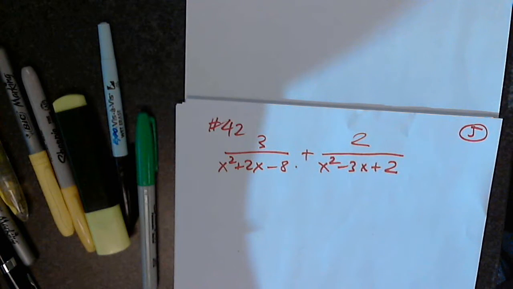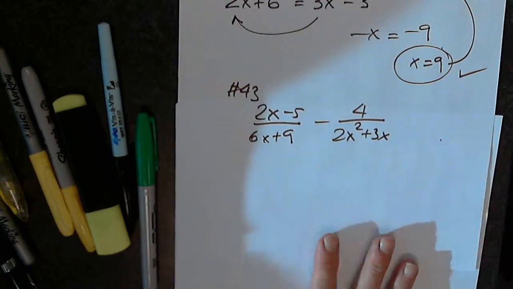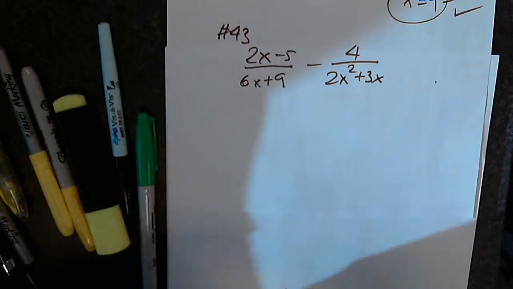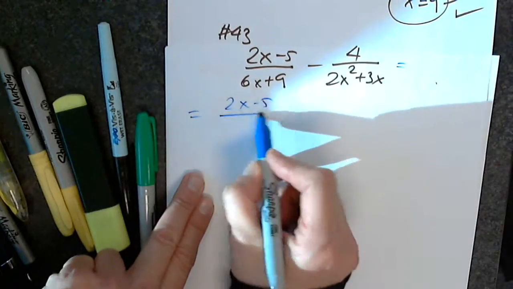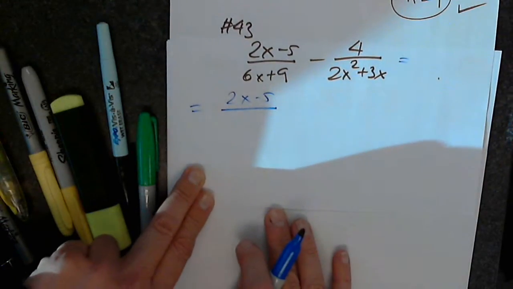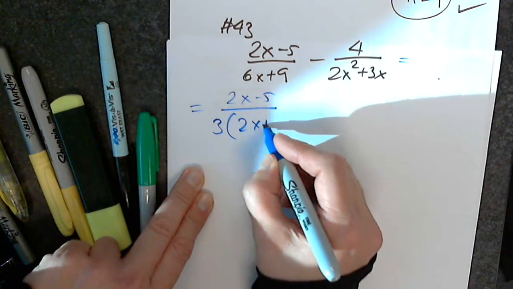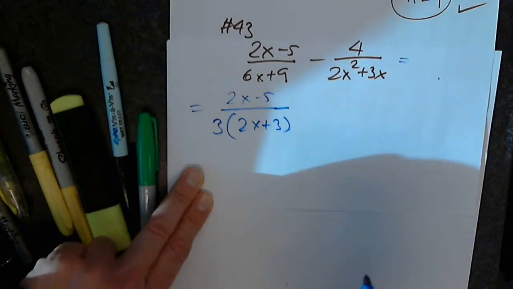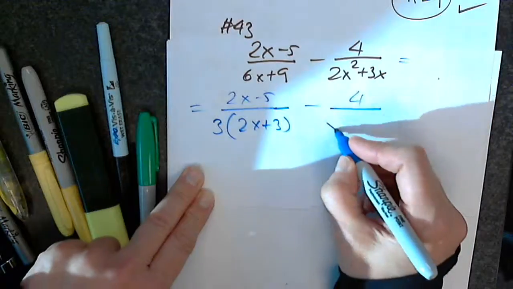Need more time on 43? Okay. Can anyone tell us what to do with 43? What is the first step? Yes, I have to completely factor the denominators. How do I factor 6x plus 9? 3 outside. Very good. And I have 2x plus 3. We agree? Good. Then minus 4, and now the denominator. Good. And then?